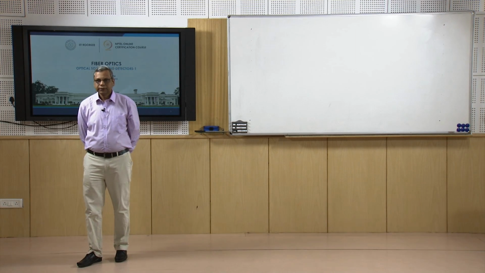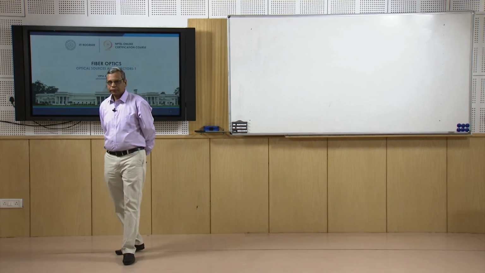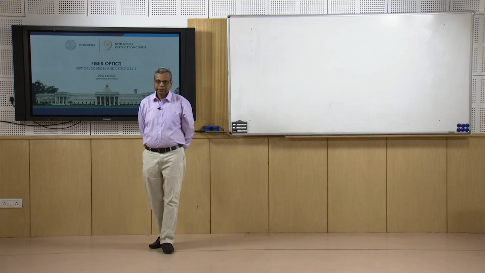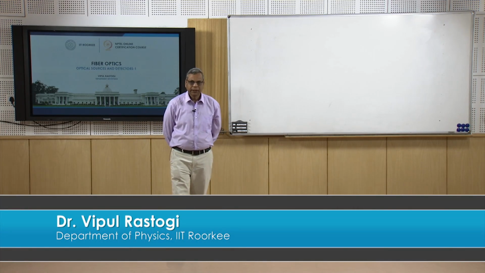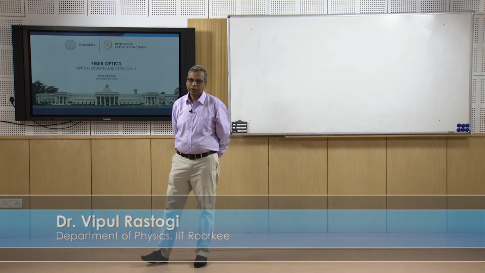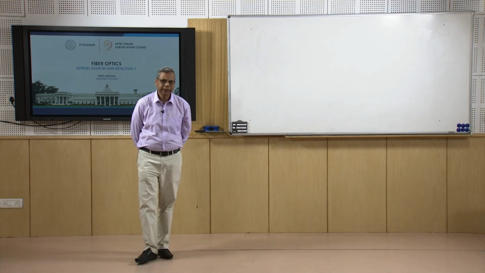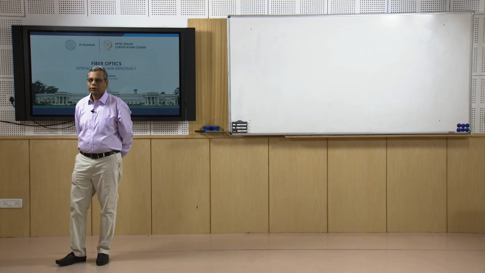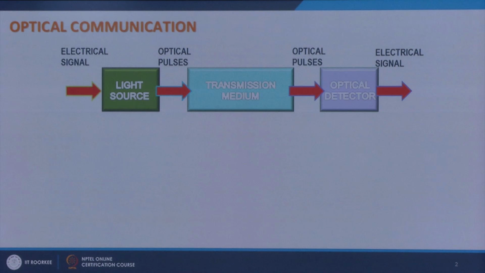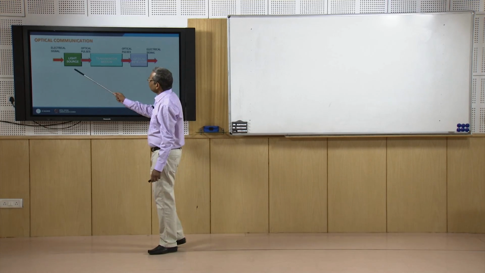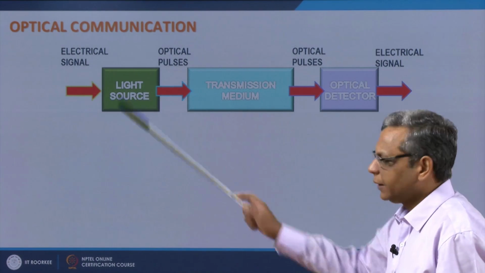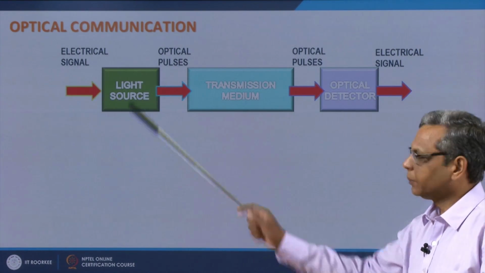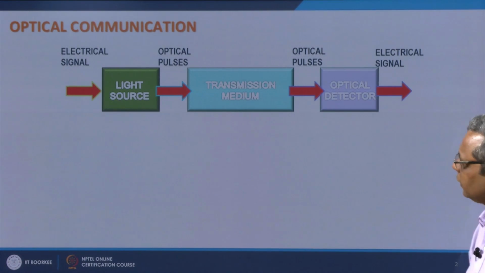In the next few lectures we would look into the other segments of an optical communication link, that is optical sources on the transmitter side and optical detectors on the receiver side. So, if you have this optical communication link, then you have an electric signal which modulates the light source. This electric signal contains the data. So, it has got an electric pulse train.